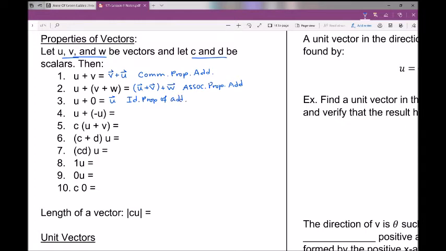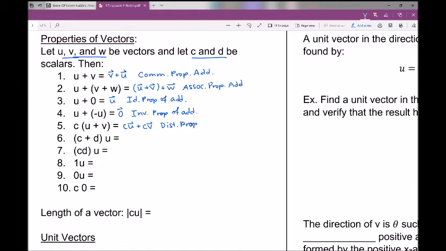All right. Also, if you add the negative of a vector to a vector, that will give you the 0 vector. So that is the inverse property of addition. All right. Now let's say you have a scalar times a sum of vectors. Well, this would be c times u plus c times v. So this is just your distributive property written in terms of vectors.